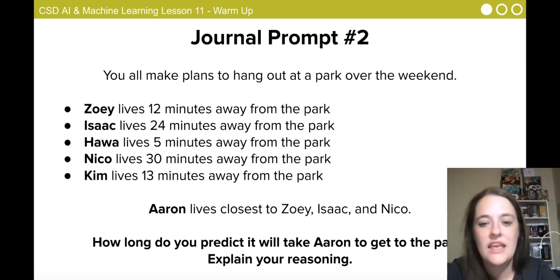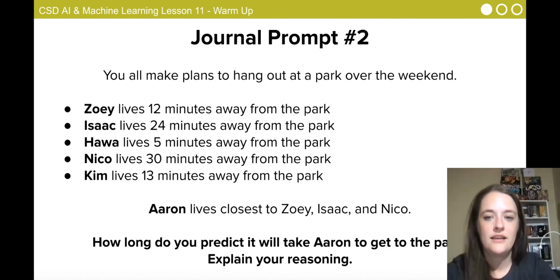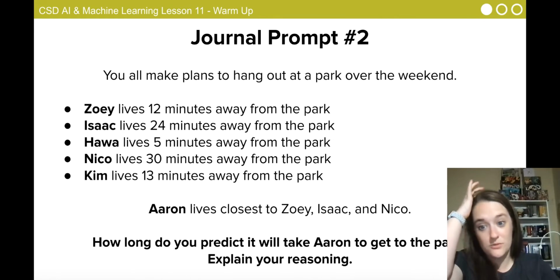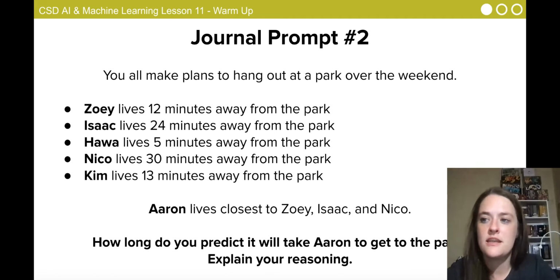Aaron lives closest to Zoe, Isaac, and Nico. How long do you predict it will take Aaron to get to the park? Explain your reasoning. Now, we're trying to figure out how long it takes Aaron to get to the park. Think about it, explain your reasoning, and then put your response in your journal.